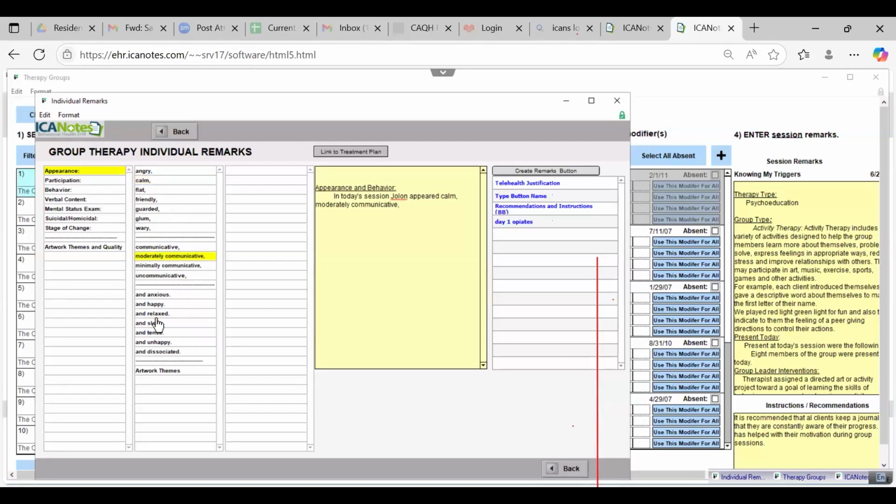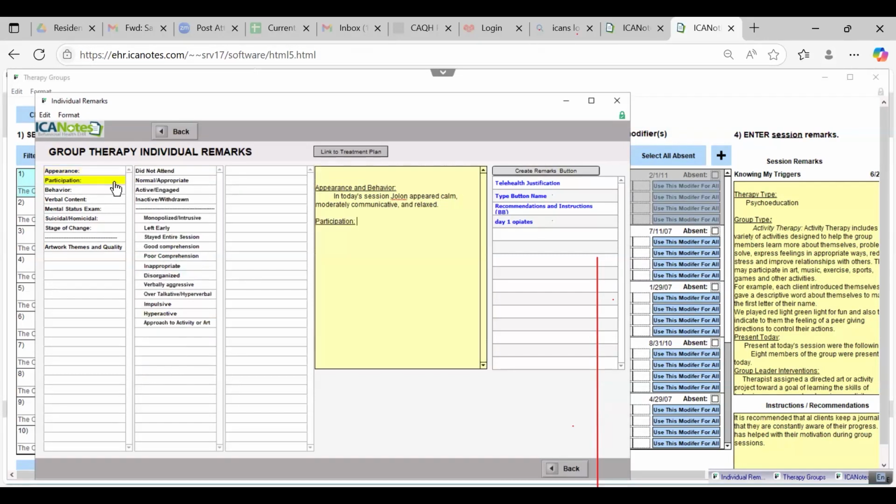Down here, we don't necessarily have to pick any, as long as we have some. He was also relaxed. And I don't know if you all see the pattern. We go from top to bottom, from the left to the right. So now I'm going to go down to participation, and I'm going to go to the right to get my complete descriptions. So this is his group participation. It was normal and appropriate.